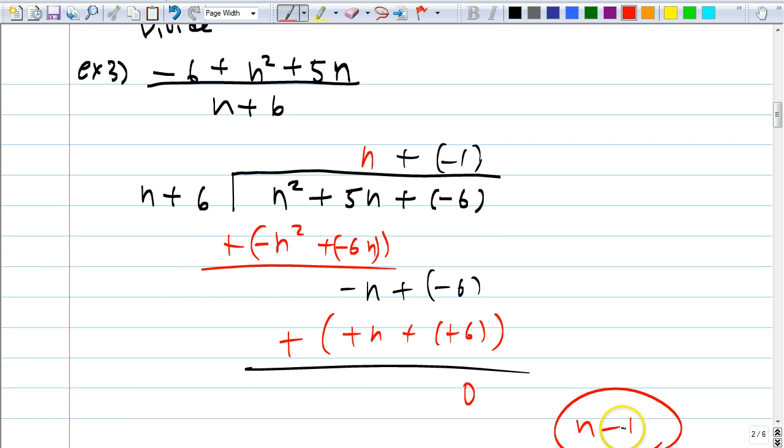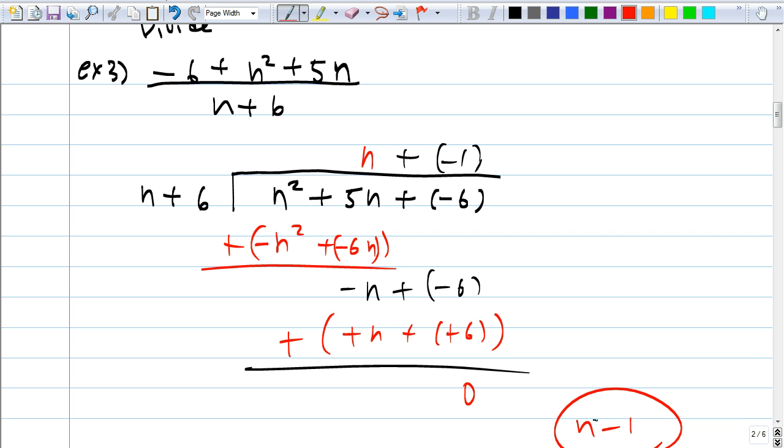So when you divide n plus 6, right? When you divide this numerator by n plus 6, how many times does n plus 6 go into this trinomial? N minus 1 times. Yes? This is the best math thing I've ever done. Really? Yeah. Very good. All right.